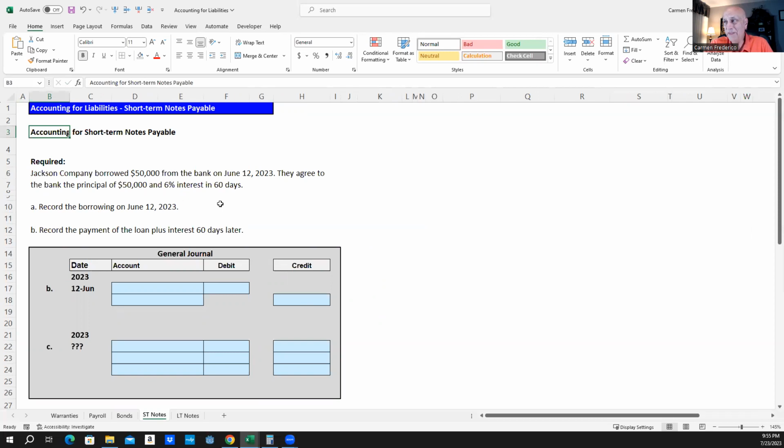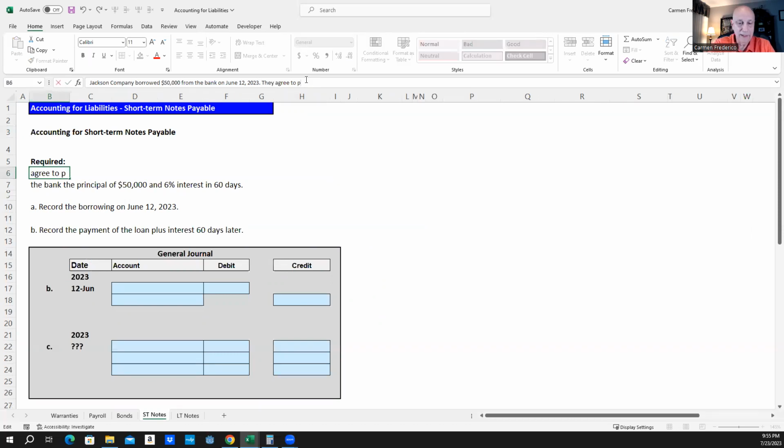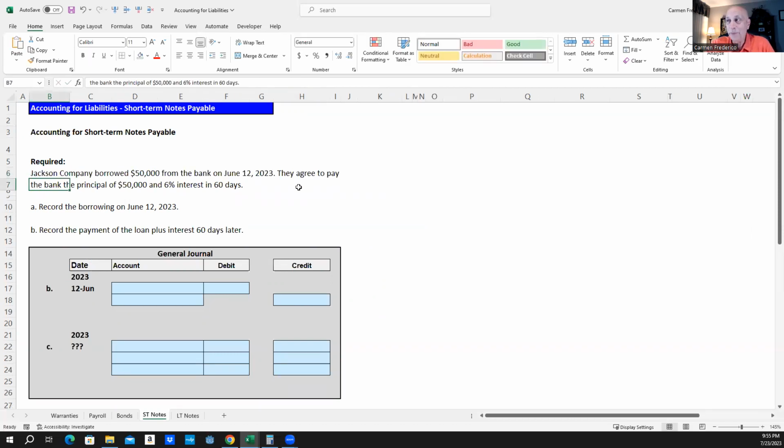Jackson Company borrowed $50,000 from the bank on June 12th, 2023. They agreed to pay the bank the principal of $50,000 and 6% interest in 60 days. So Jackson is the maker of this promise. There is a promissory note with the bank for 60 days. They're going to pay the amount they borrowed plus 6% interest for 60 days.